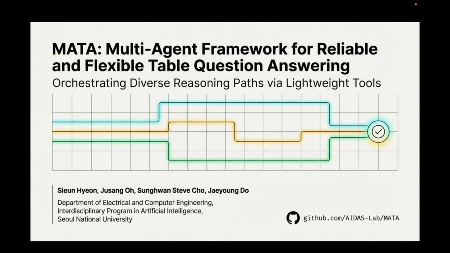So, in this presentation, I'll go through the problem, the architecture of the MATA framework, how the different agents work together, and then the main experimental results and takeaways from this paper.